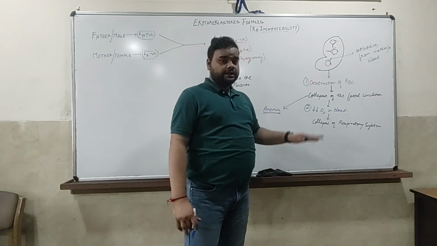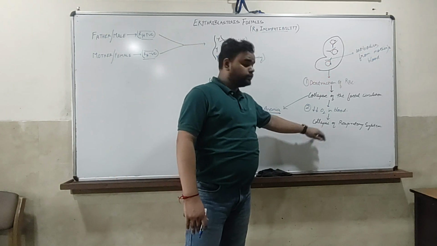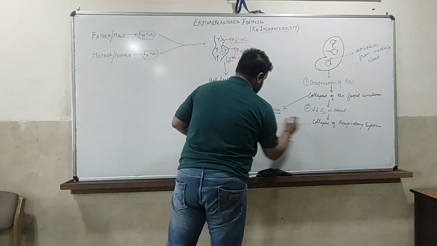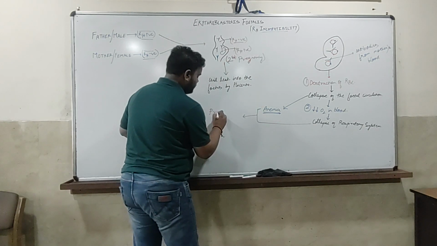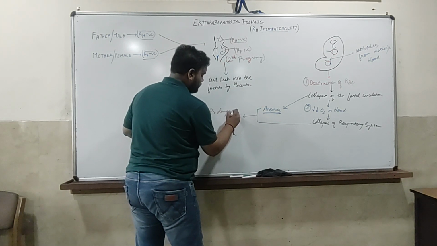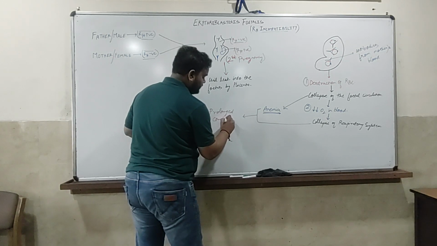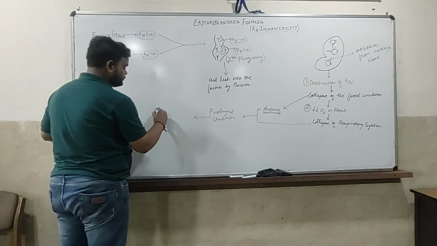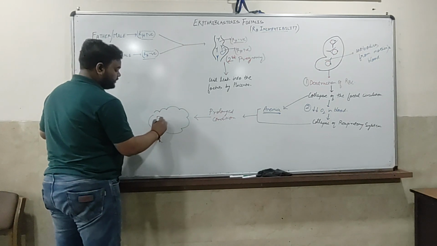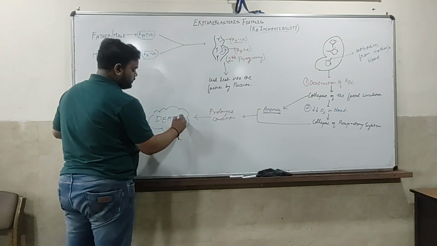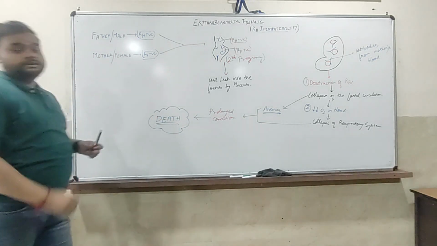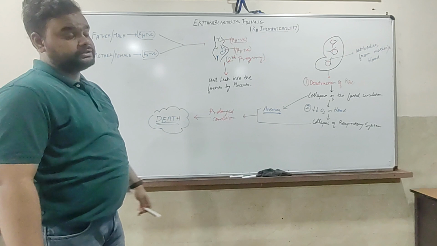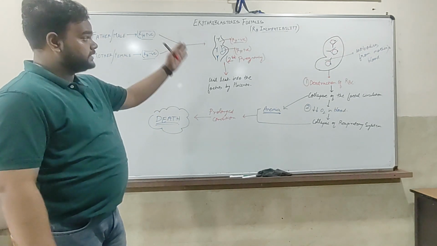And reduced oxygen in the blood, as we said already, leads to the collapse of the respiratory system. Now, prolonged condition of these two symptoms will lead to death of the fetus. And this complete phenomenon is referred to as RH incompatibility.